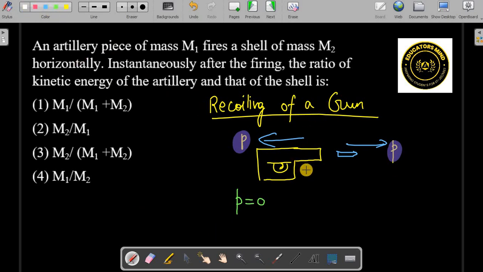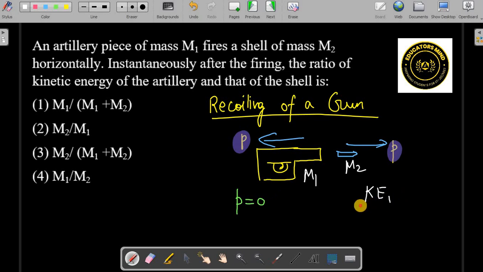They are asking the ratio of kinetic energy. Let's say an artillery piece of mass M1 fires a shell of mass M2. This is the shell M2 and this is M1, right? So definitely we know that their momentums are the same. They are asking the kinetic energy ratio. So kinetic energy of which? Artillery. Artillery means the gun itself, right?